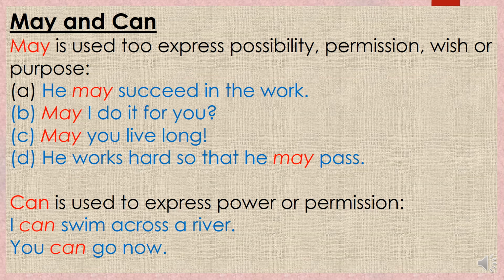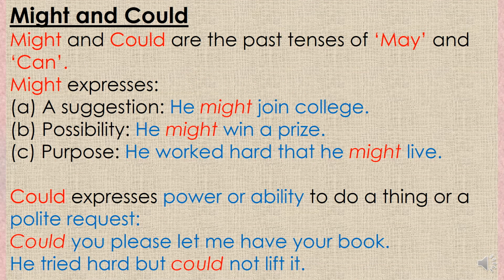Got it? Now see, might and could. So where to use might and where to use could. Might and could are the past tenses of may and can, the same way that would and should are the past tenses of will and shall. Similarly, might and could are the past forms of may and can. First, might. Let's see where to use might and what might expresses. Might expresses A suggestion, B a possibility, C a purpose. So a suggestion is expressed by using might.